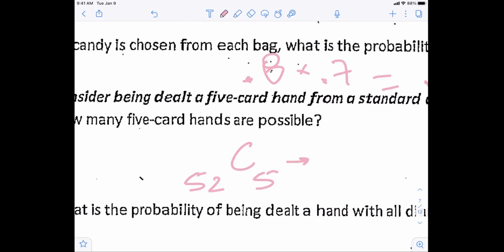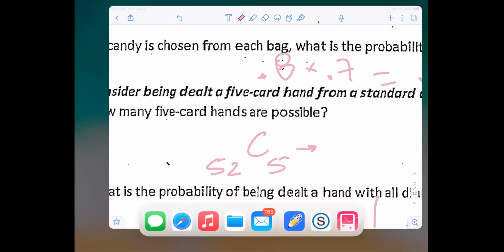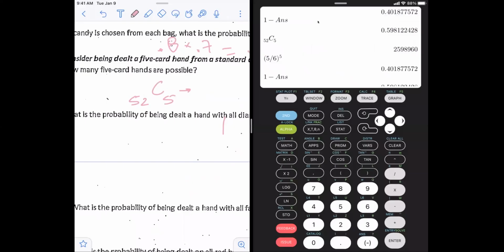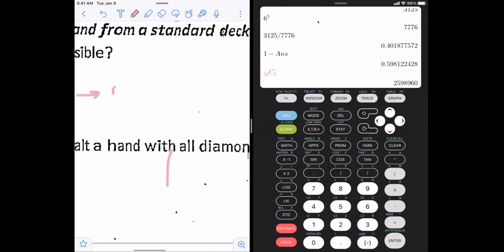If you do that in the calculator, we're going to do that one really quick. We're not going to do most of these out, but we'll do at least this one. I have it up here. 52 choose 5. I got 2,598,960. I'm not great at numbers, but I think that's how you read that one. 2,598,960.